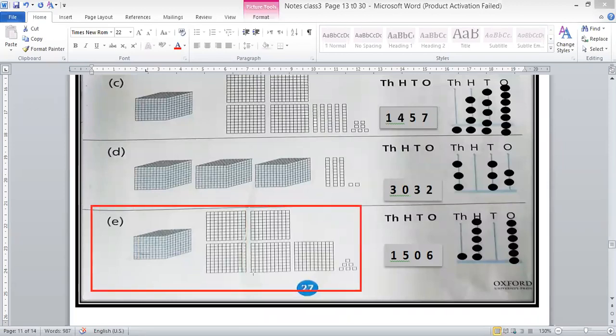Look at part E. In part E, we have 1,000. How many hundreds here? 1, 2, 3, 4, 5. So in place of thousands we will write 1, and in place of hundreds we will write 5. There are no tens, so in place of tens we will put 0. And how many ones? 1, 2, 3, 4, 5, 6. Six ones. Put here 6 balls. No ball under tens. Here 5 balls or beads. 1 ball here. That's it.